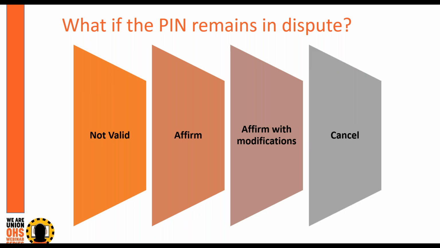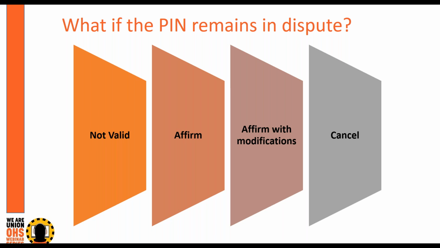And lastly, cancel. The inspector will cancel the PIN if there has been no contravention or if the person to whom the PIN has been served is not the correct duty holder. In either of these outcomes, the inspector will complete an issue and entry report that will address the matters regarding the issue of the PIN, the matters in dispute and the decision of the inspector. The inspector will also complete a PIN inquiry outcome notice and sign and date the disputed PIN, recording on it the PIN inquiry outcome notice number and whether the PIN was not valid, affirmed, affirmed with modifications, or cancelled.